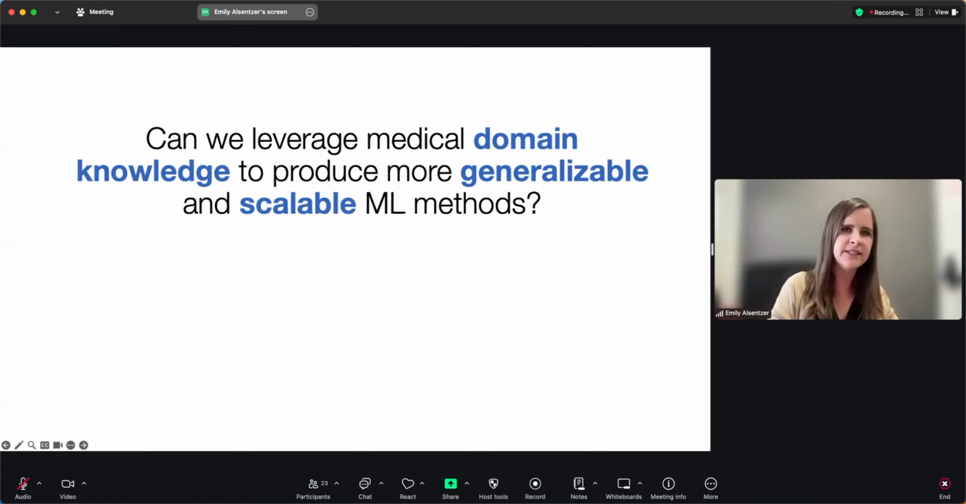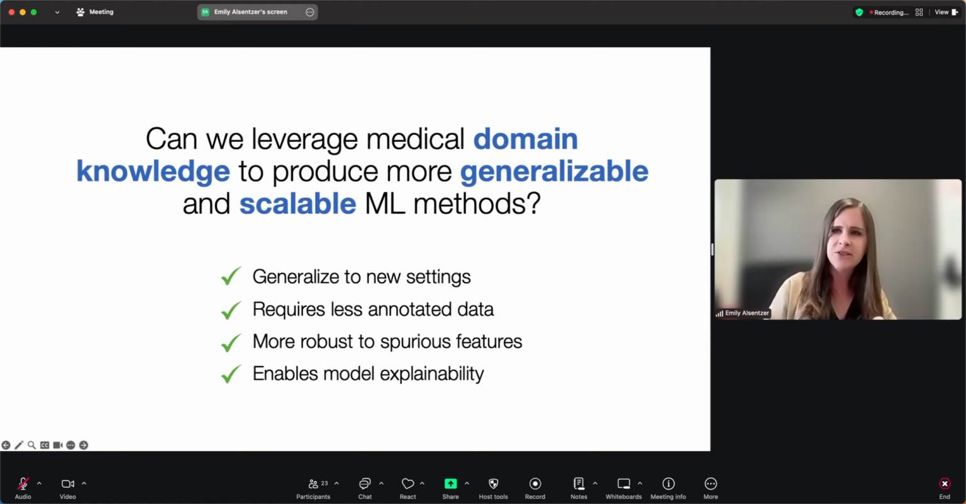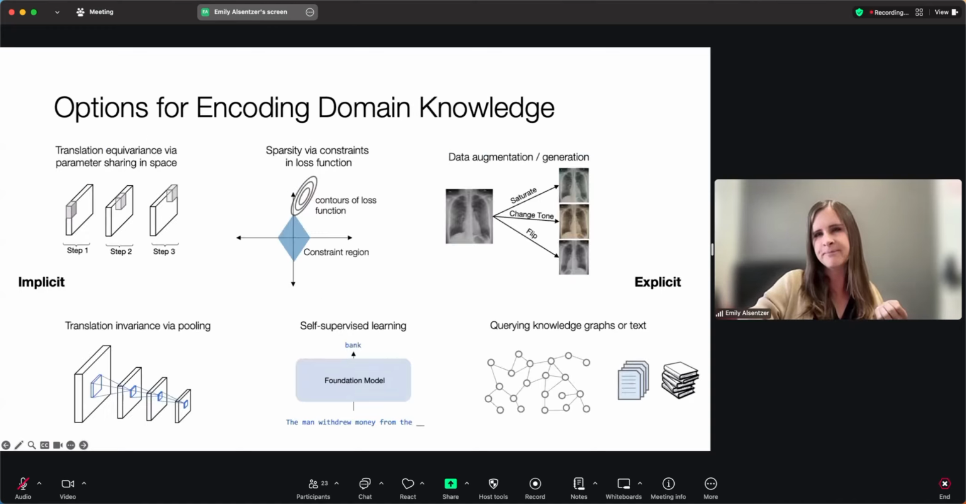So this brings us really to a core question of our lab's work, which is how can we leverage medical domain knowledge to produce more generalizable and scalable machine learning models for healthcare? Integrating medical domain knowledge more explicitly into machine learning models has a number of benefits, of course. It allows for better generalizability and requires less annotated data. We can produce models that are less likely to rely on spurious features in the training data, and it can help us produce more explainable models as well.